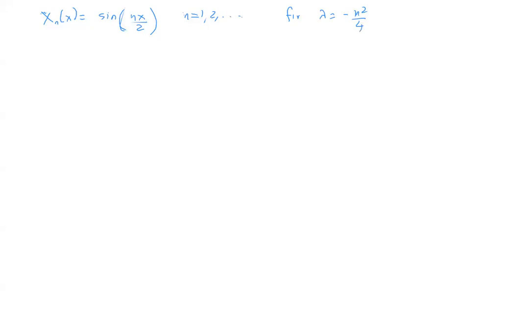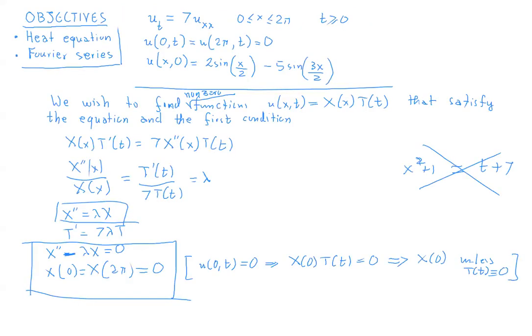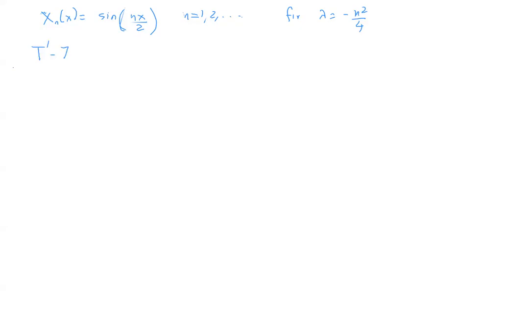So now you go back to the equation with the T, and you have T prime minus, what was it? It was 7, right? Take a look at the original equation, it was 7. 7 times negative n squared over 4 T is equal to 0. And this is a separable equation that should be easy to handle. So T of t is going to be e to the negative 7/4 n squared times t.